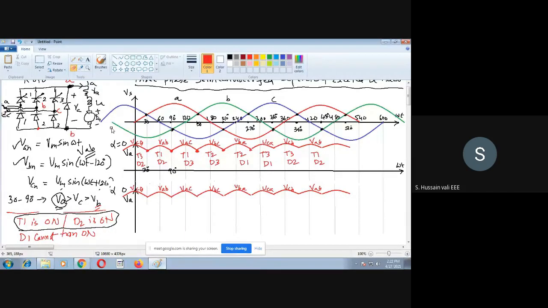When alpha is greater than 0, I will write here alpha is greater than 0. The triggering will not occur exactly at 30. You will find that this value will be continued. How will it be? It will be delayed.